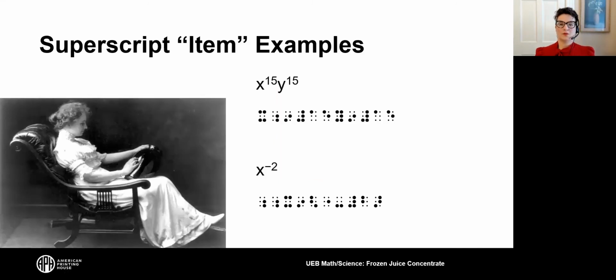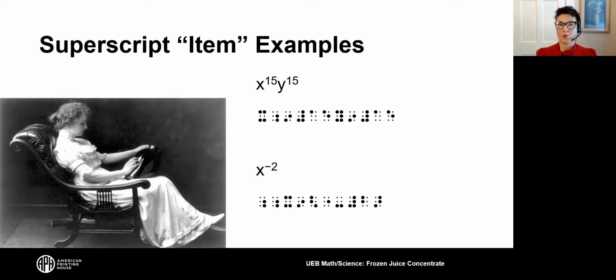So two more examples. X superscript 15 followed immediately by Y superscript 15. We have X and then the superscript indicator. It's like a little ramp right at the bottom of the cell. It's dots 3, 5. So just a little, it goes up there. And then our number 15. We know the superscript indicator applies to an item.